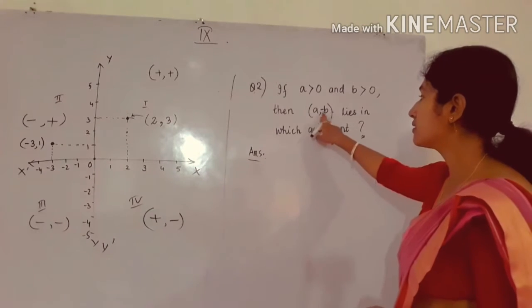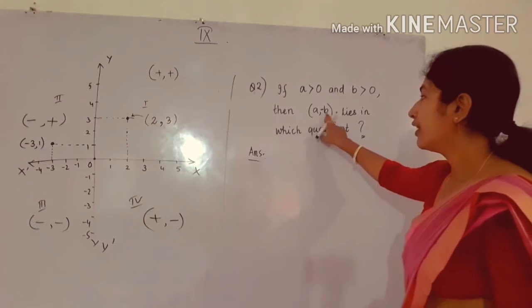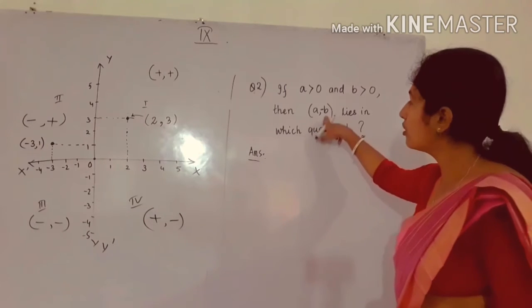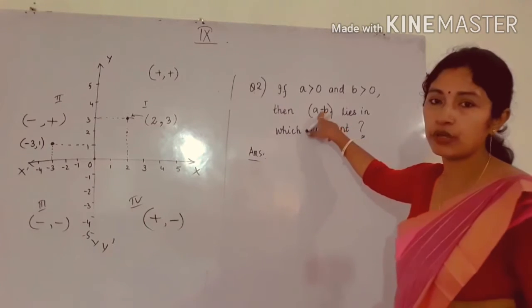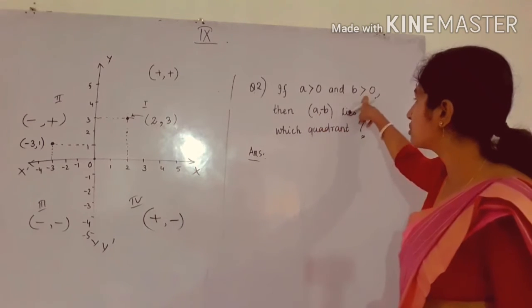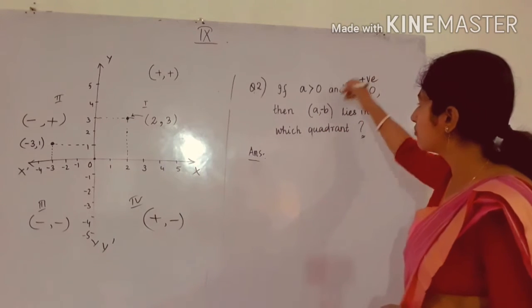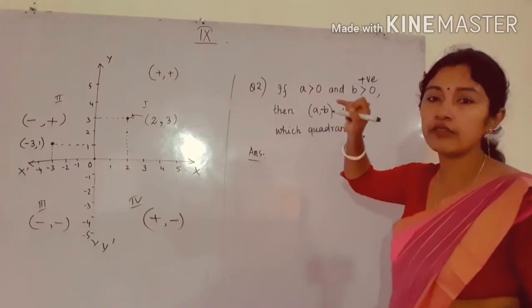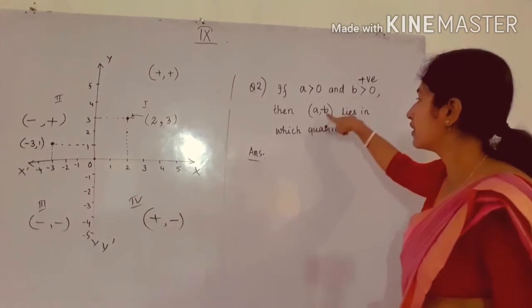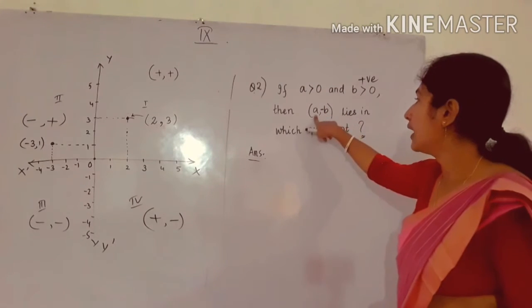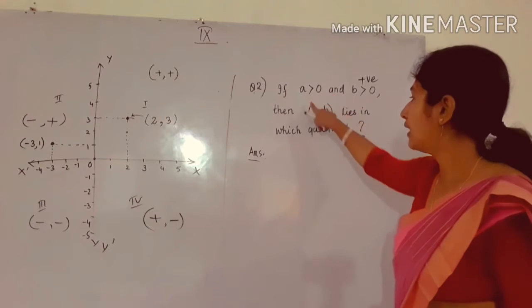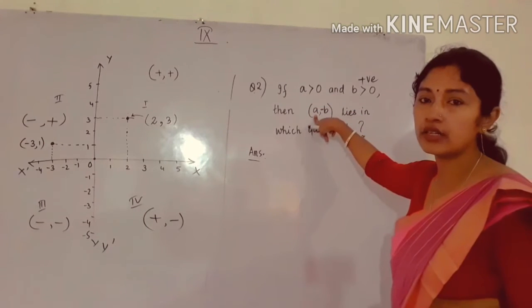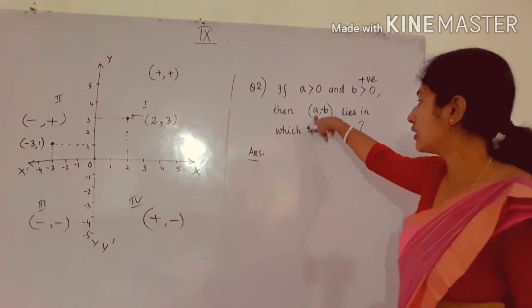So here see, it is written minus b. If b is positive, then the symbol will not change, because negative into positive remains negative. Here before b we have a negative sign, so negative into positive will remain negative, and a is already positive, and in the coordinate also a is written as a positive quantity.